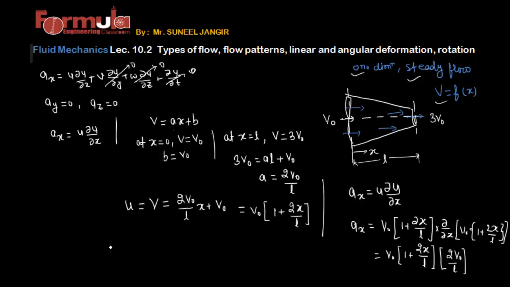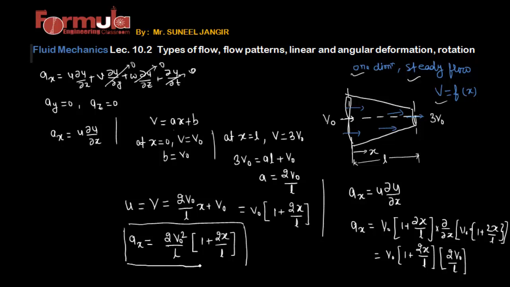Okay, so from here I'm writing the expression: ax becomes, multiplying by 2 V naught, 2 V naught square by L, and in brackets the term is 1 plus 2x by L. So this is our expression of acceleration through this nozzle under the given conditions.